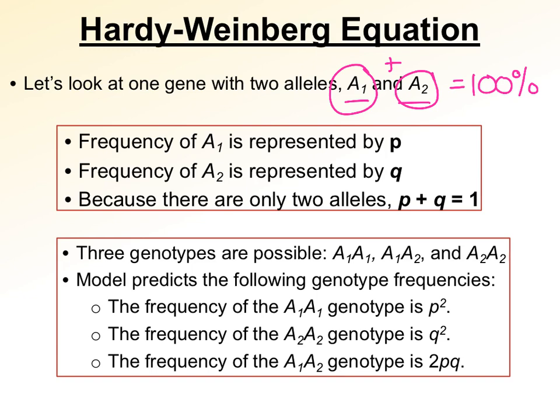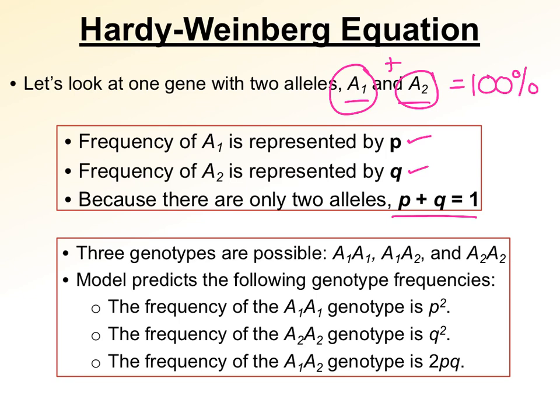We're going to say the frequency of A1, like any algebraic equation, we're going to give it a letter. We're going to call it P, and let's say A2 is Q. And then the frequency of each of those, again, equals 100%. And here we're just saying, instead of looking at percentages, we're just going to say the number 1. And then a decimal point would be anything less than 100%.